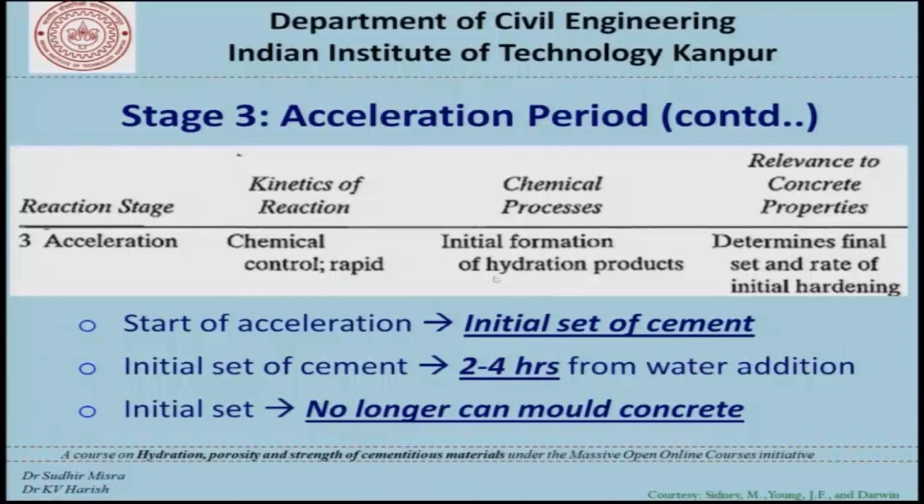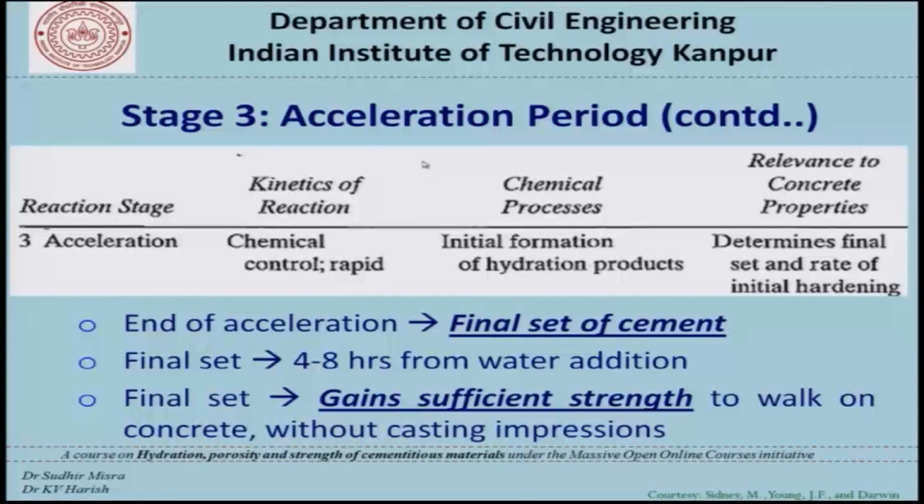Some more information about the acceleration period is also provided. The start of acceleration defines the initial set of the Portland cement based paste system, and usually the initial set comes between 2 to 4 hours from the time water is added to cement. The initial set is also the time at which the system no longer can be molded in concrete.